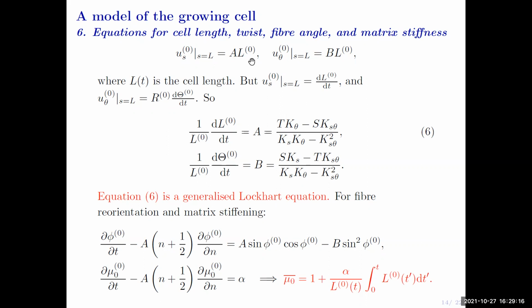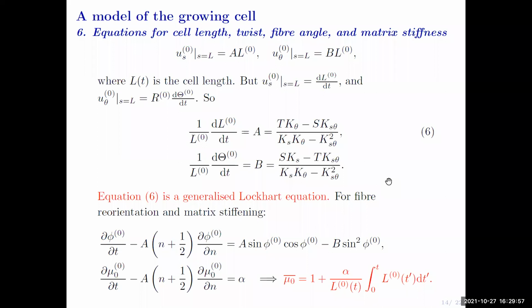So now you equate AL with dL by dt. What you get is 1 over L dL by dt equals this thing A here. And that is a generalized lockout equation, because if you remember the original lockout equation, all it does is relate 1 over L dL by dt to cell wall material properties. But now we're digging much deeper into the cell wall material properties. It includes these viscosity-like parameters and the orientation of the CMF. And likewise, on the other side, 1 over L d theta by dt just equals this thing B.